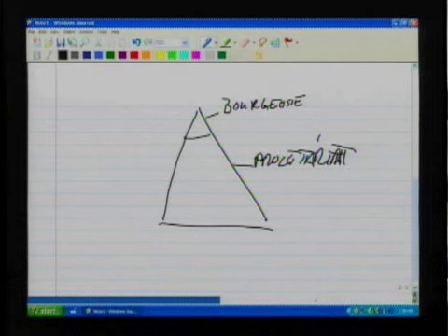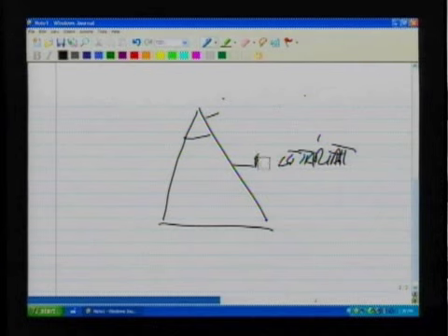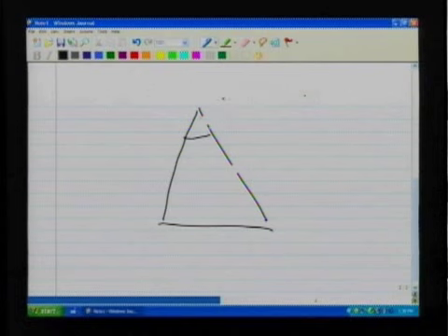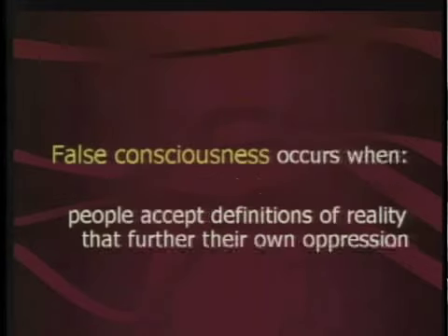Okay. We're going to turn now to the theories of C. Wright Mills, which is also a conflict theorist. I'm going to show you how his theory is similar but somewhat different. So the PowerPoint, please.